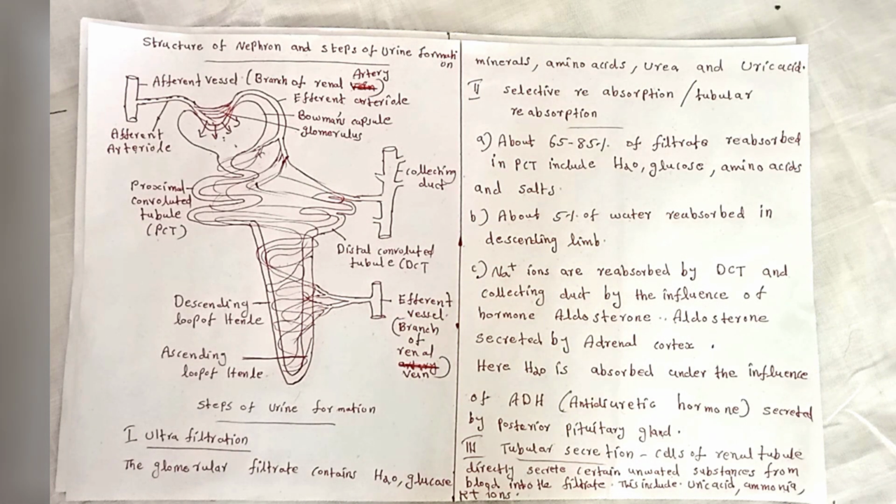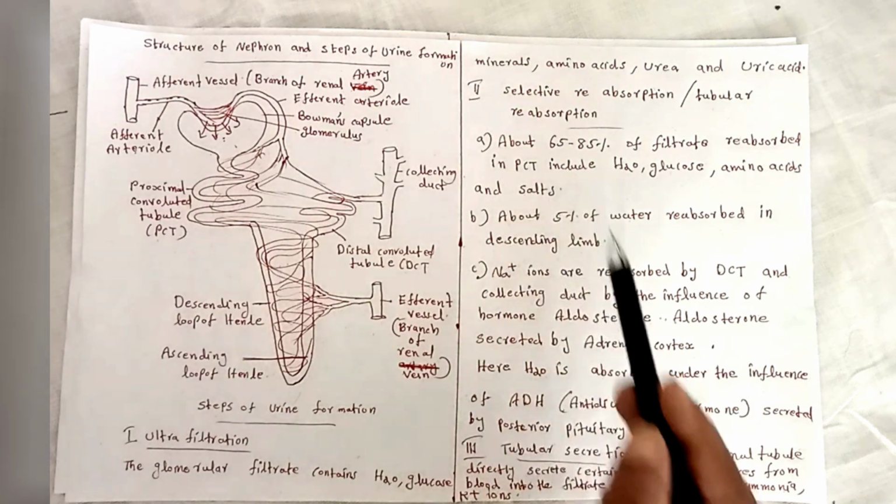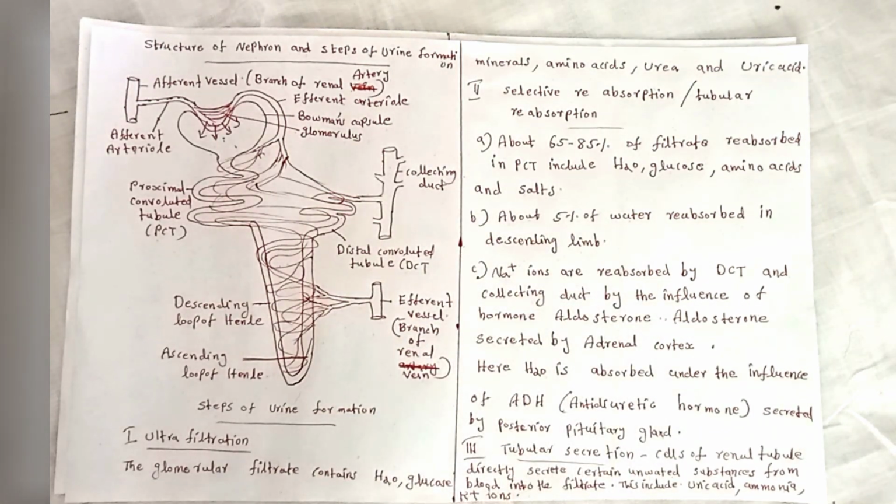Now we complete this session, that is the structure of nephron and the different 3 steps of urine formation.